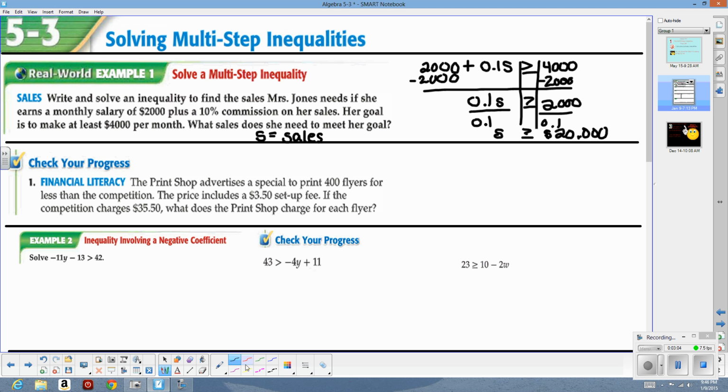You want to pause the video and try the next one on your own. It says the print shop advertises a special to print 400 flyers for less than the competition. The price includes a $3.50 setup fee. If the competition charges $35.50, what does the print shop charge for each flyer? I'm going to define my variable. I'm going to use F for the price of the flyer.